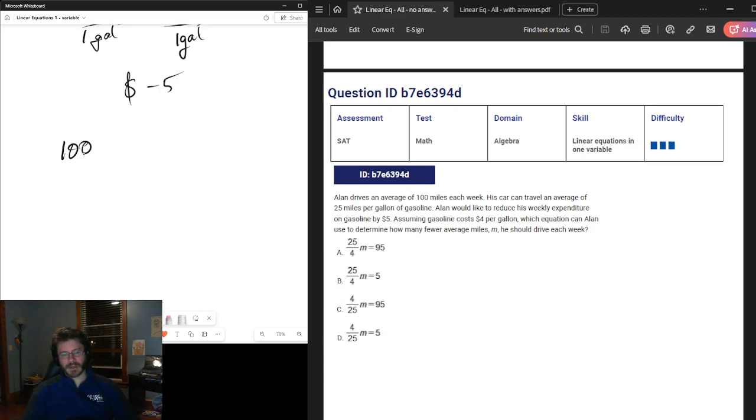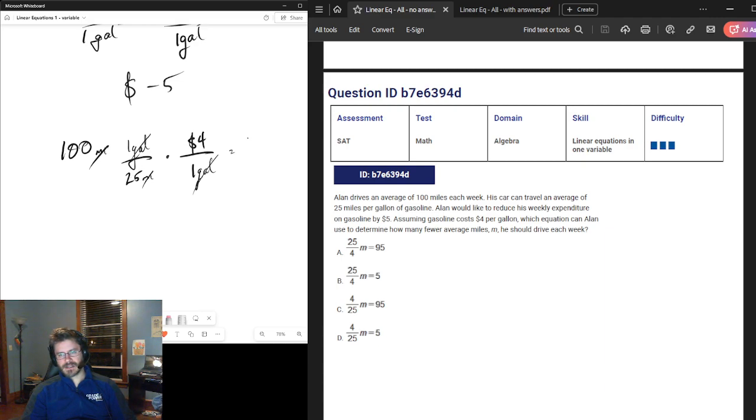So he's currently going 100 miles in a week at 25 miles per gallon. So if I multiply this by 1 gallon over 25 miles, that gives me how many gallons he's going to use. Then I can multiply that by the $4 for every 1 gallon. It's like doing stoichiometry in chemistry class. The units of measurement cancel out in such a way. 100 divided by 25 is 4. 4 times 4 is 16. So he's spending $16 every week right now.